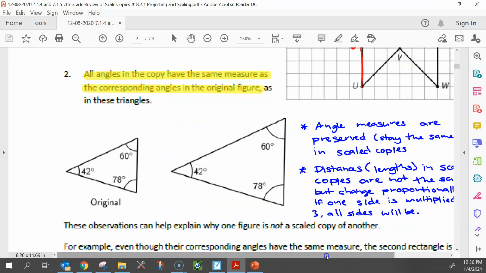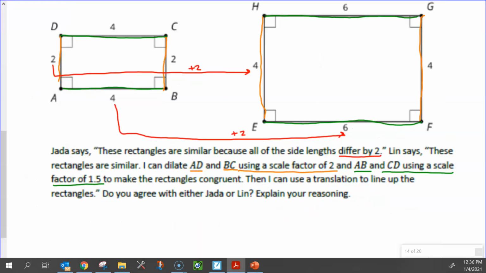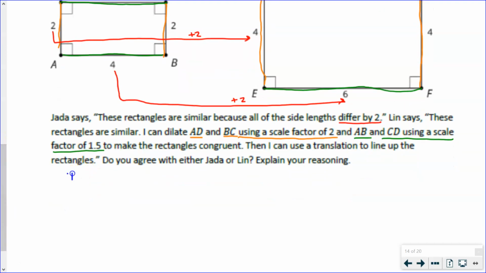Let's see that down here where we also summarized. Distances or lengths in scaled copies, they're not the same, but they do change proportionally. If one side is multiplied by 3, then all sides need to be multiplied by 3. And did Lynn multiply the sides by the same number? No. The orange ones multiplied by 2 and the green ones multiplied by 1.5. So are these similar figures? Okay, let's write this down because nobody got this correct. Both students are incorrect. These are not similar figures.